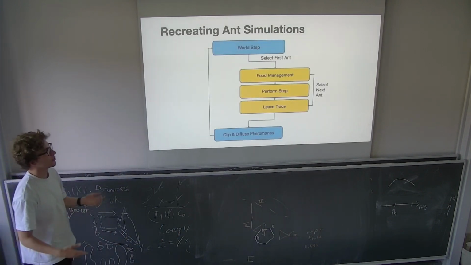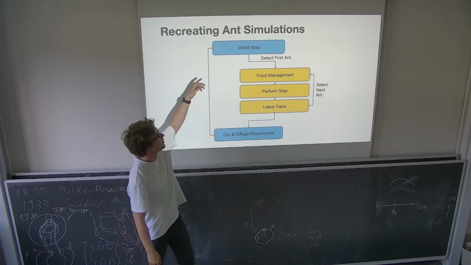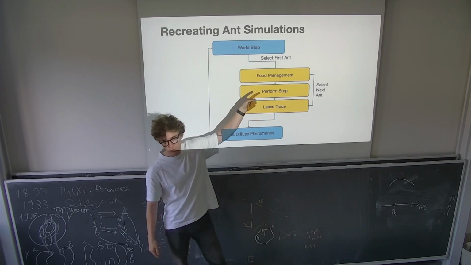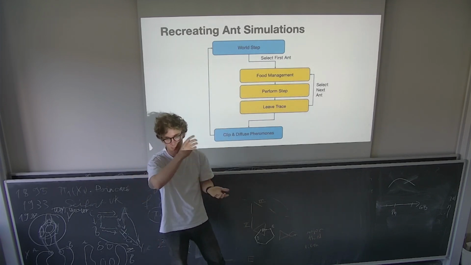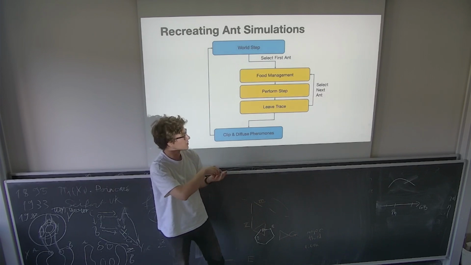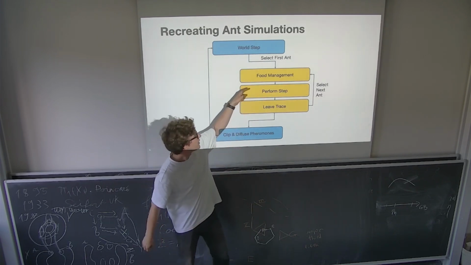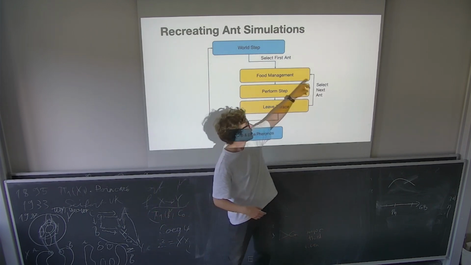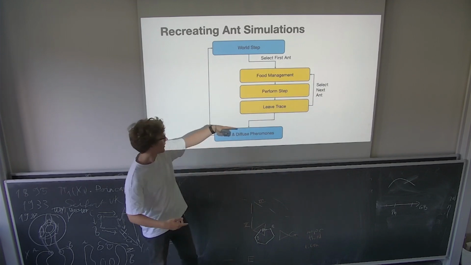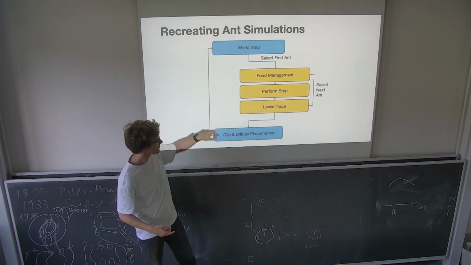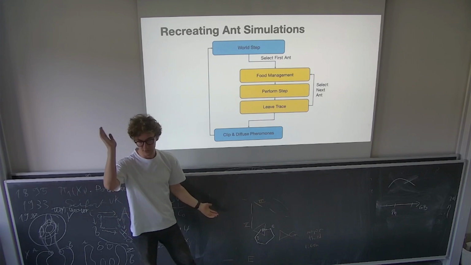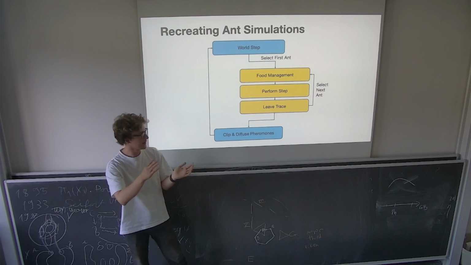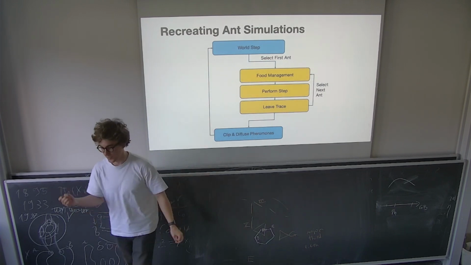Now, how do I simulate the world? Also pretty straightforward. One world step consists of selecting the first ant and doing food management. If the ant is currently sitting on top of a food, it picks up the food source. If it has a food source and wants to go home, it drops the food source. It looks at its environment, performs some step, and leaves some pheromone trace. I go to the next ant and do the same. After I've gone through all the ants, I clip all the pheromones to not have exploding values, I diffuse the pheromones, and I also let them slightly evaporate. And then I do the same again.